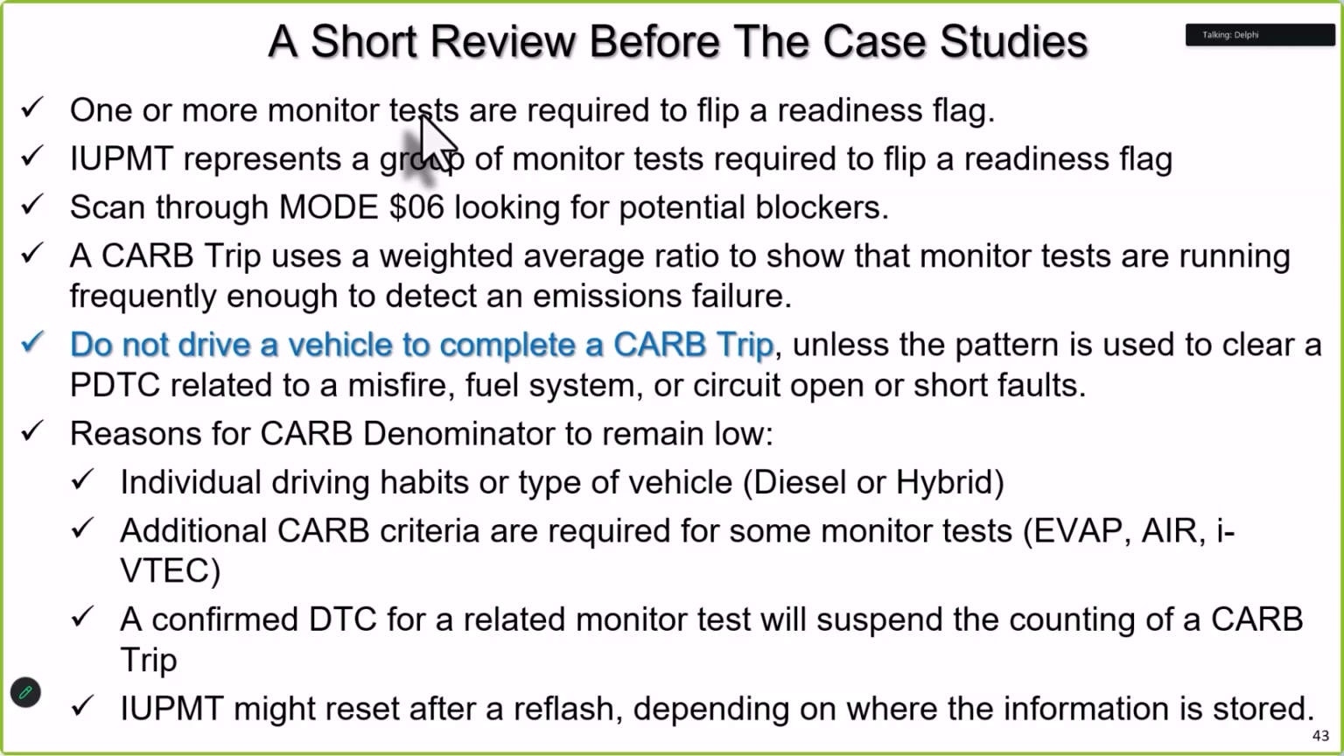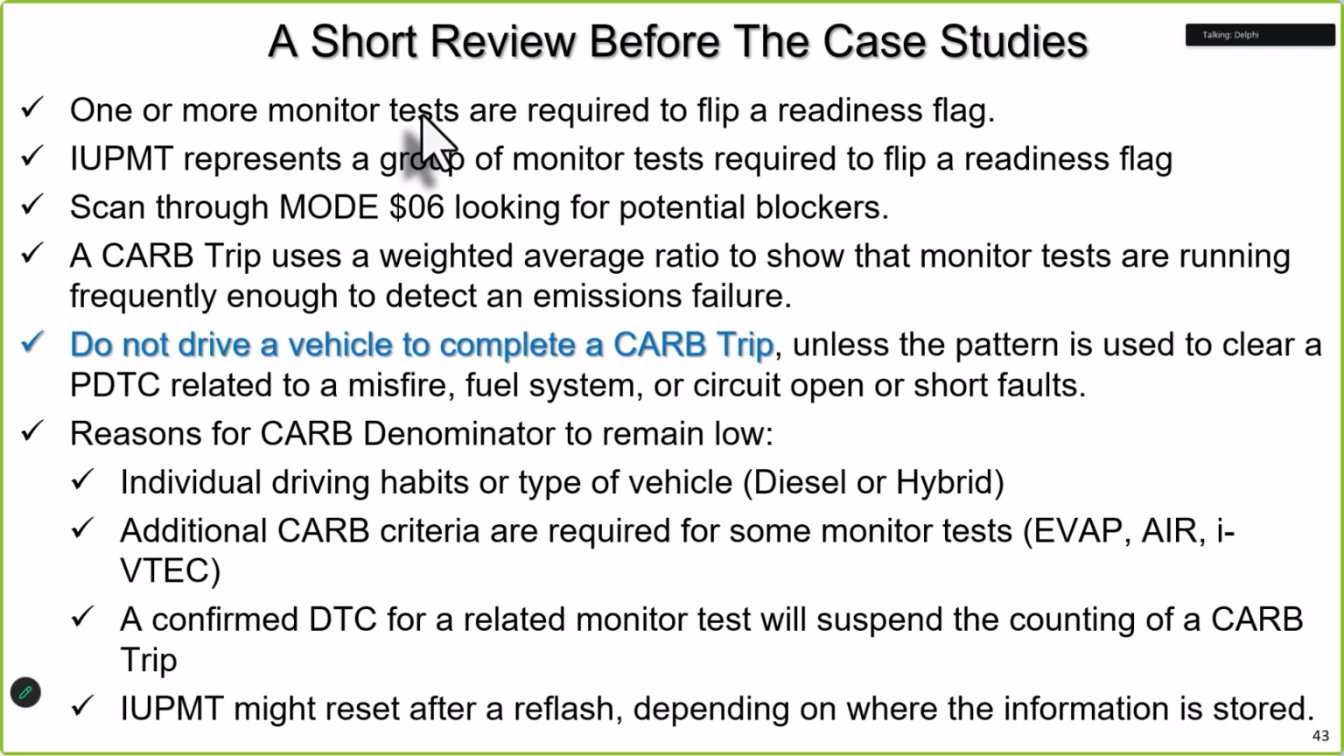Scan through mode 6, looking for potential blockers. We kind of talked about that in the last class. We're going to talk about it a little bit on a Nissan coming up. Carb trip is used, remember this, just to give you an average. One number by itself doesn't tell you your chances. Two numbers together in a fraction give you a percentage that might give you an idea what your chances are of being successful. And the one in the blue is really important. If you learn anything today, don't drive the vehicle to complete a carb trip.